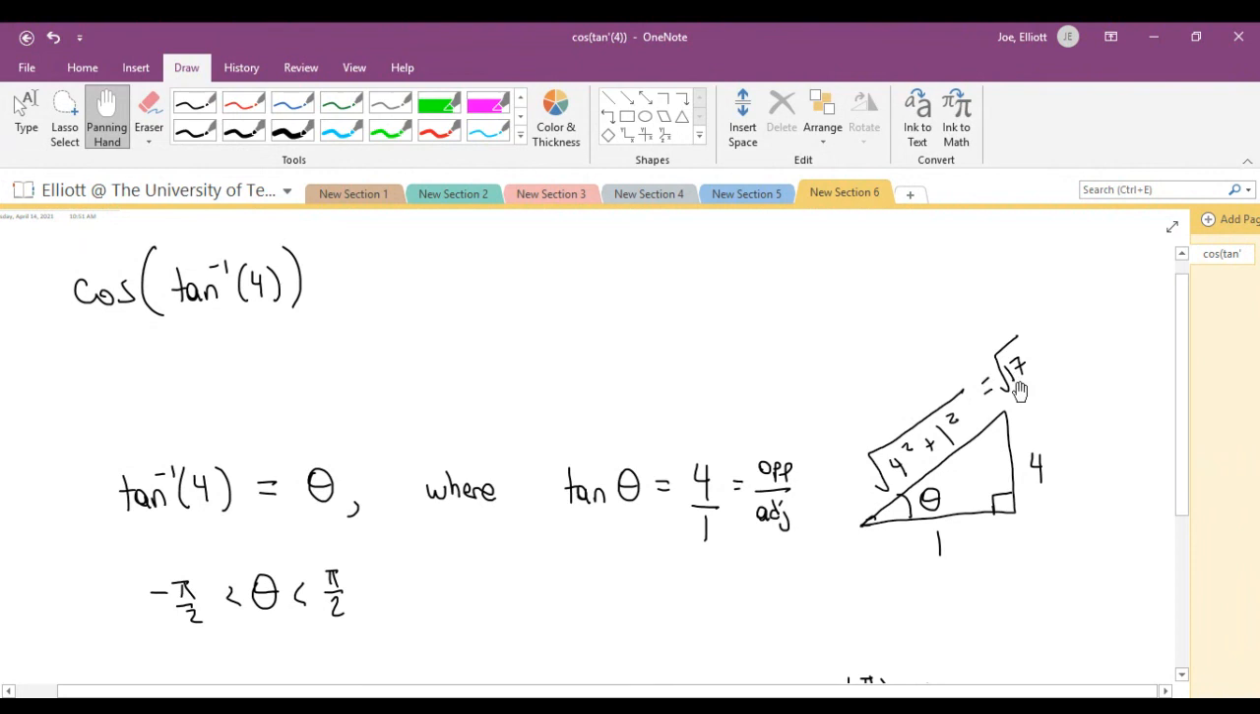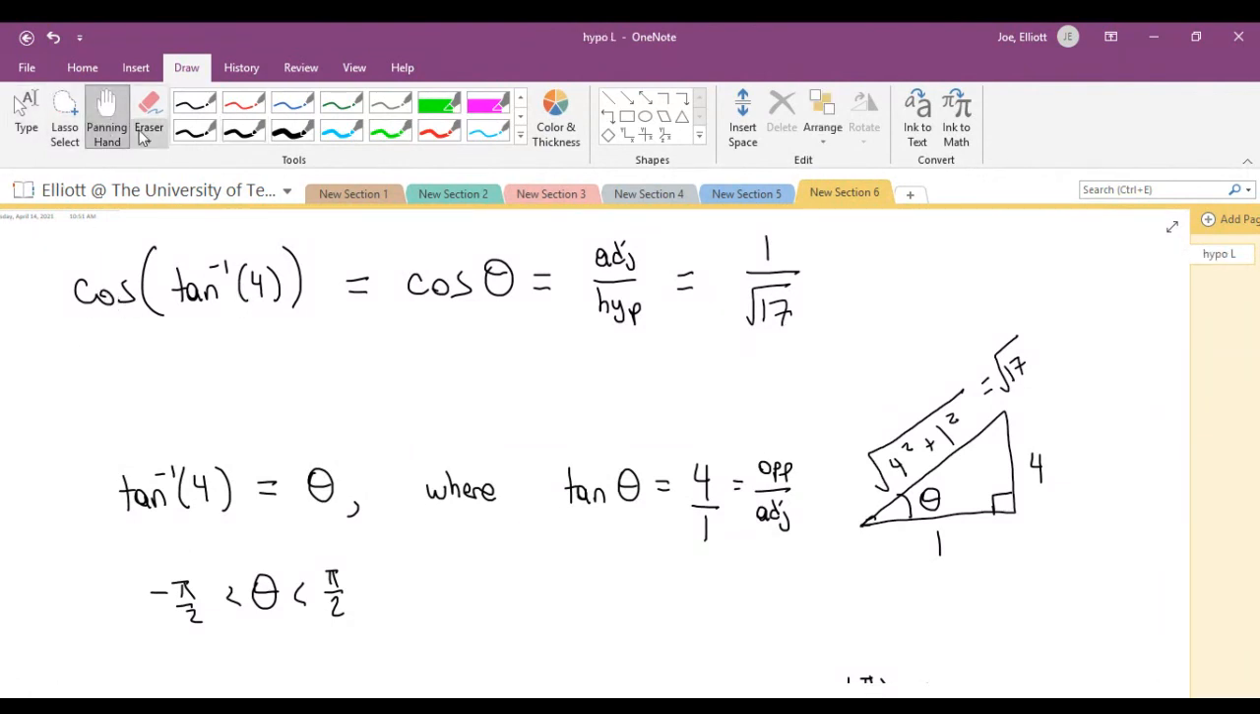So once we figure out the lengths of the sides of this triangle, going back up to here, we want the cosine of this angle theta. Based off the triangle, cosine we know was adjacent over hypotenuse. So we take the adjacent of 1 over the hypotenuse of square root 17, and that would be the exact value of the cosine of the inverse tangent of 4.